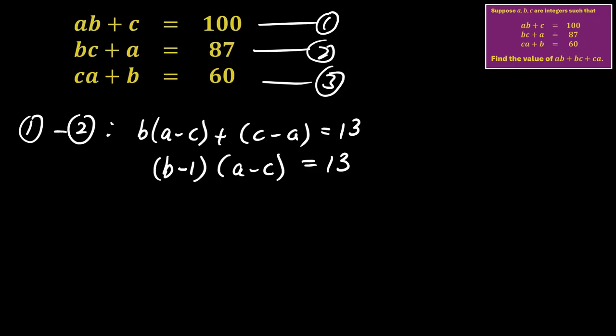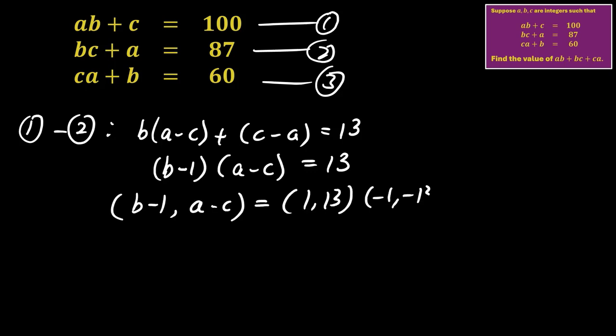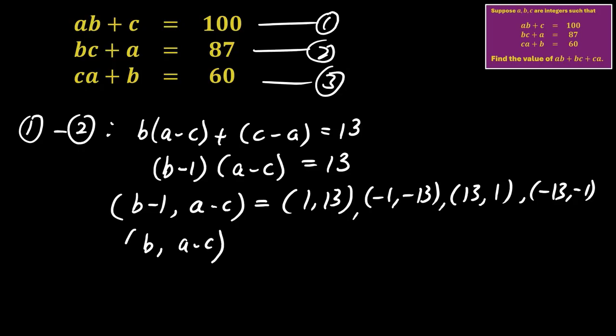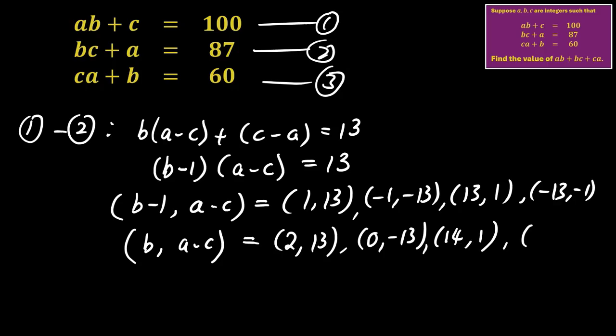Since 13 is a prime number, this means that (b minus 1, a minus c) is either (1, 13), (negative 1, negative 13), (13, 1), or (negative 13, negative 1). So this means that (b, a minus c) is either (2, 13), (0, negative 13), (14, 1), or (negative 12, negative 1). So we consider case by case.